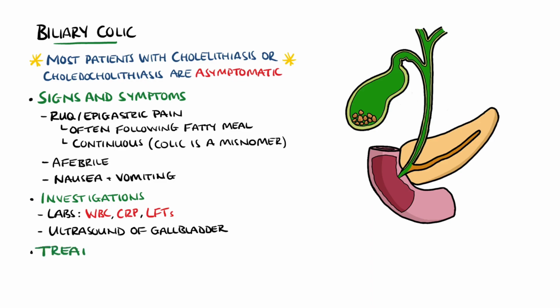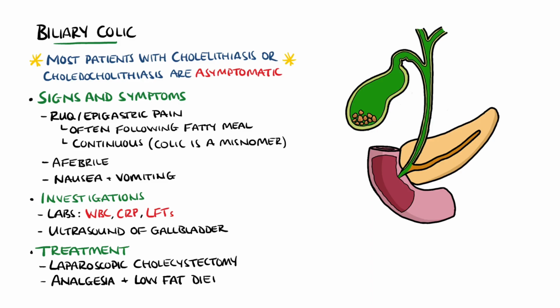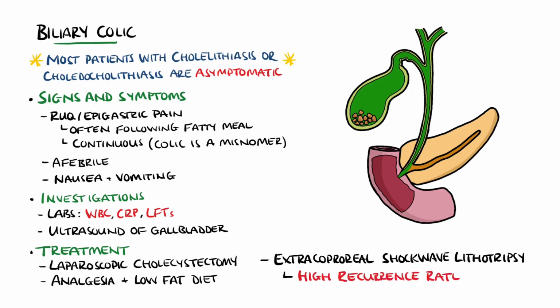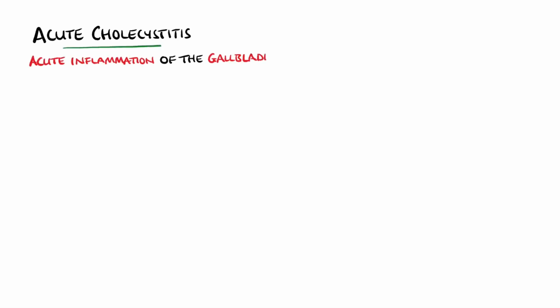The mainstay for treatment of biliary colic is surgery, primarily through a laparoscopic cholecystectomy. Medical management is possible with pain control and avoidance of a high-fat diet. However, patients will usually have multiple stones and therefore have a high risk of recurrence. Extracorporeal shockwave lithotripsy is an option, but stone recurrence rates are high. Next, we have acute cholecystitis, where there is acute inflammation of the gallbladder.